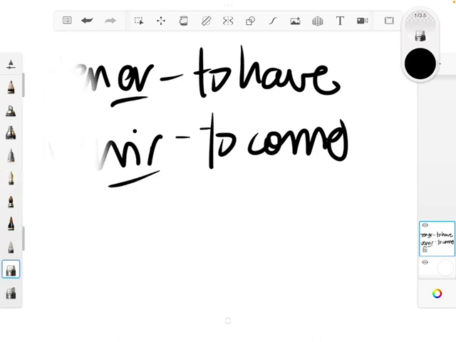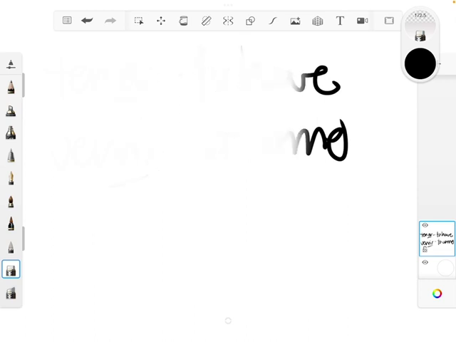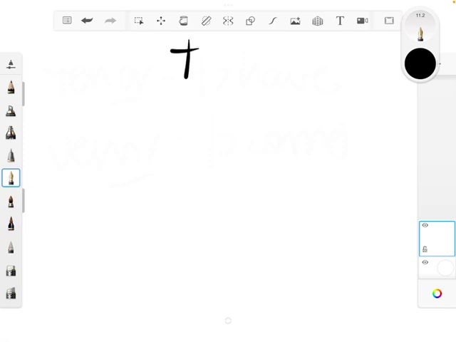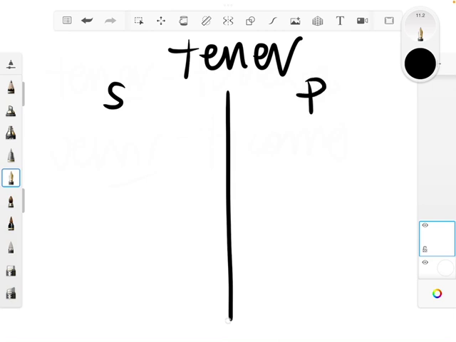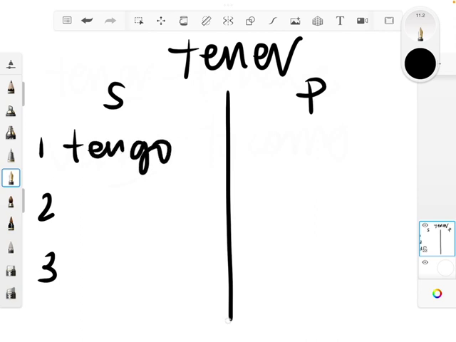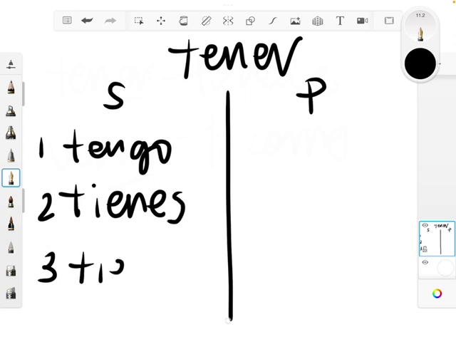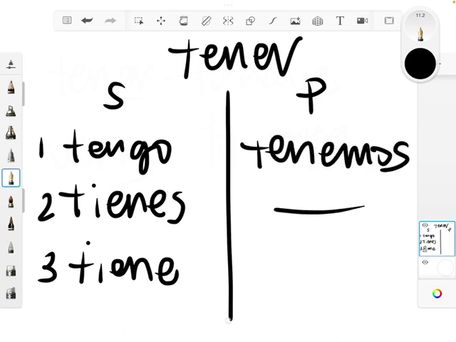So, the verb tener will be conjugated as tengo, tienes, tiene, tenemos, and tienen.